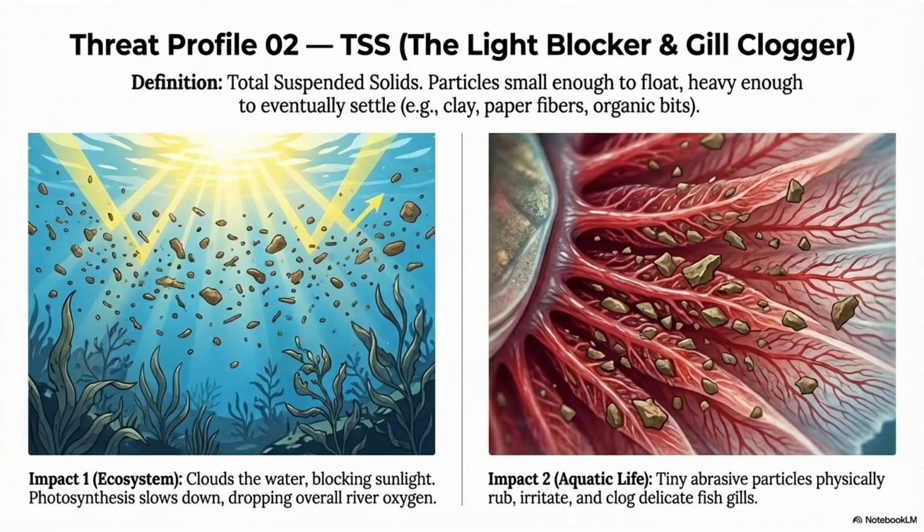Second impact, gill clogging. Now zoom back to you as the fish. Water flows through delicate gill filaments. These gills are not armored. They are soft. They are thin. Now imagine the water is full of tiny abrasive particles. Those particles rub. They clog. They irritate. It is like breathing through a very dusty air mask. That is high TSS. So while BOD kills by stealing oxygen chemically, TSS harms by attacking physically. It is a different type of enemy.